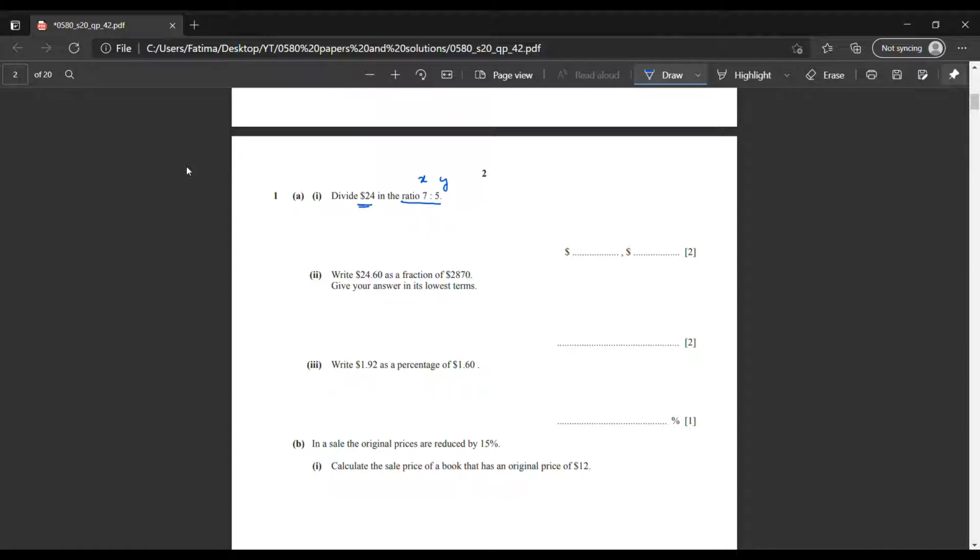Now, whenever we calculate how much one person will be getting, it will be their share upon the total number of shares into the amount that is being divided. In this case, person X would get 7 upon 7 plus 5 into 24, and that happens to be 14. And person Y, in the same way, would have 5 upon 7 plus 5 into 24, which is 10.